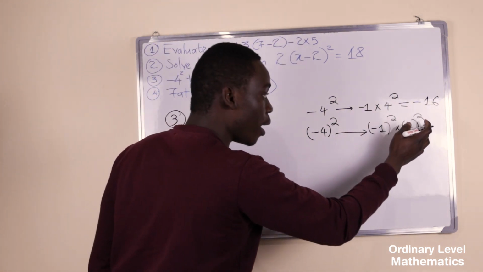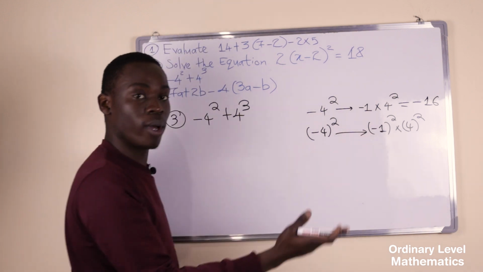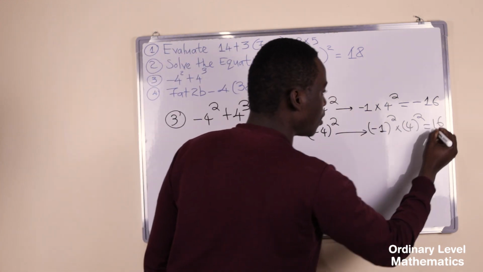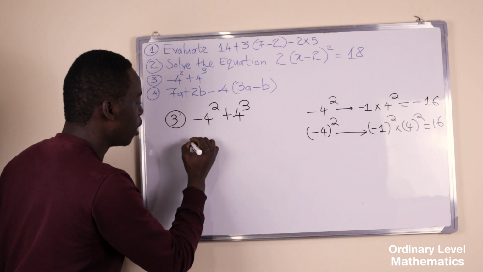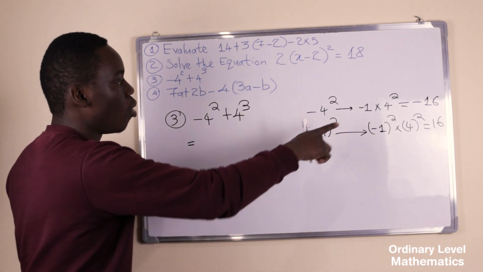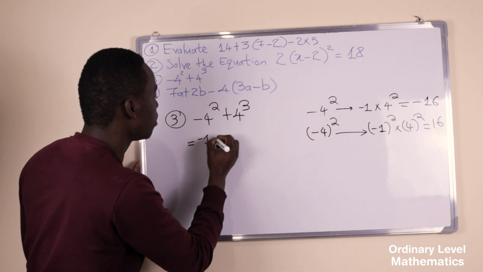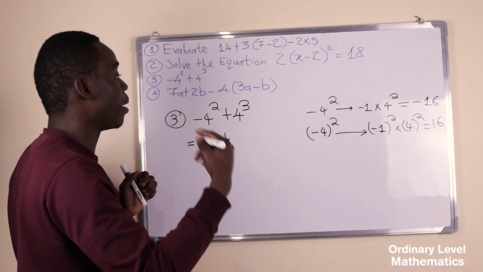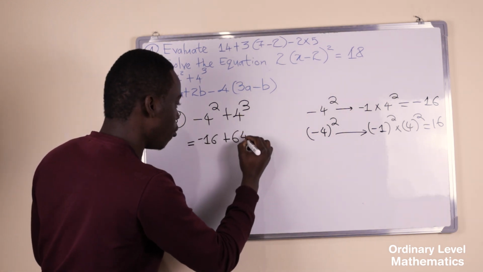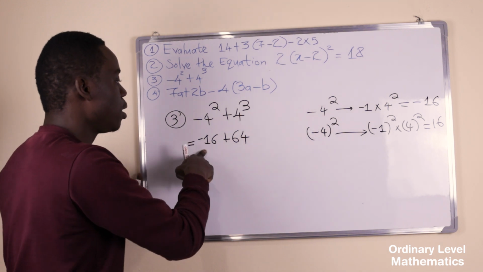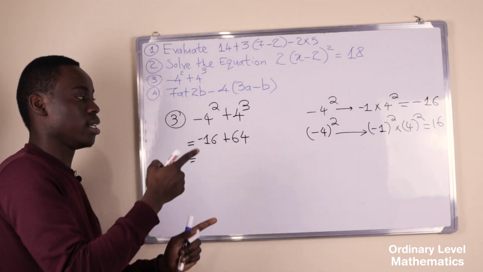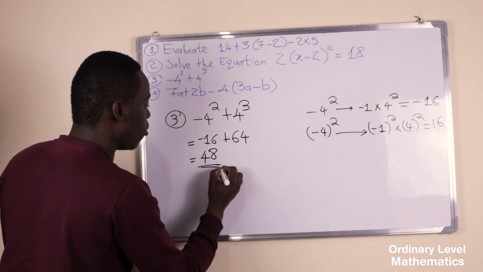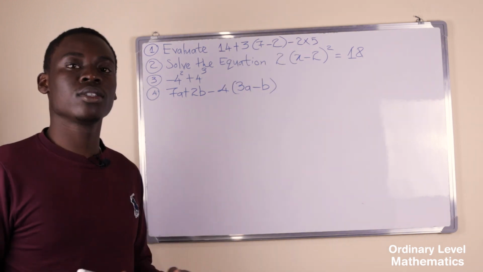Here 4 squared is 16. Negative 1 squared is positive 1. Hence 1 times 16 is equal to 16. Now getting back to our question here, this will be negative 4 squared, which we've evaluated is negative 16 plus 4 to the power 3. 4 multiplied by itself 3 times is 64. And hence negative 16 plus 64, which is the same as 64 minus 16, which gives us 48 as our final answer. And this brings us to our final question.